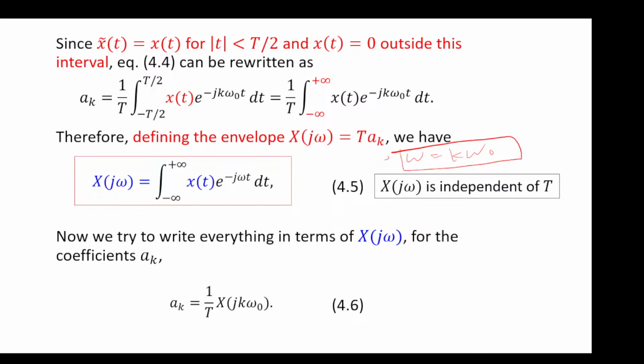So we move T to the other side, and we think about this function. Instead of a function of k on both sides, we think of it as a function of omega. We call this function of omega big X of j omega. It is just a function of omega, independent of big T: the integral from minus infinity to plus infinity of x of t e to the minus j omega t dt. So we have this nice big X of j omega function.